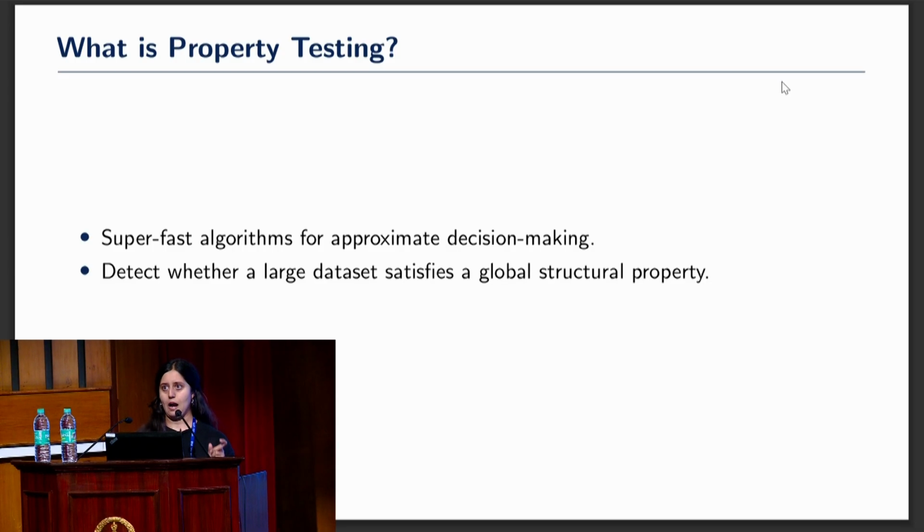Now, if you're also a mathematician, you might ask, how many of these small checks do I need to make in order to be reasonably sure that the entire library has indeed been alphabetized? And this is the essence of property testing: super fast algorithms to decide some global property.